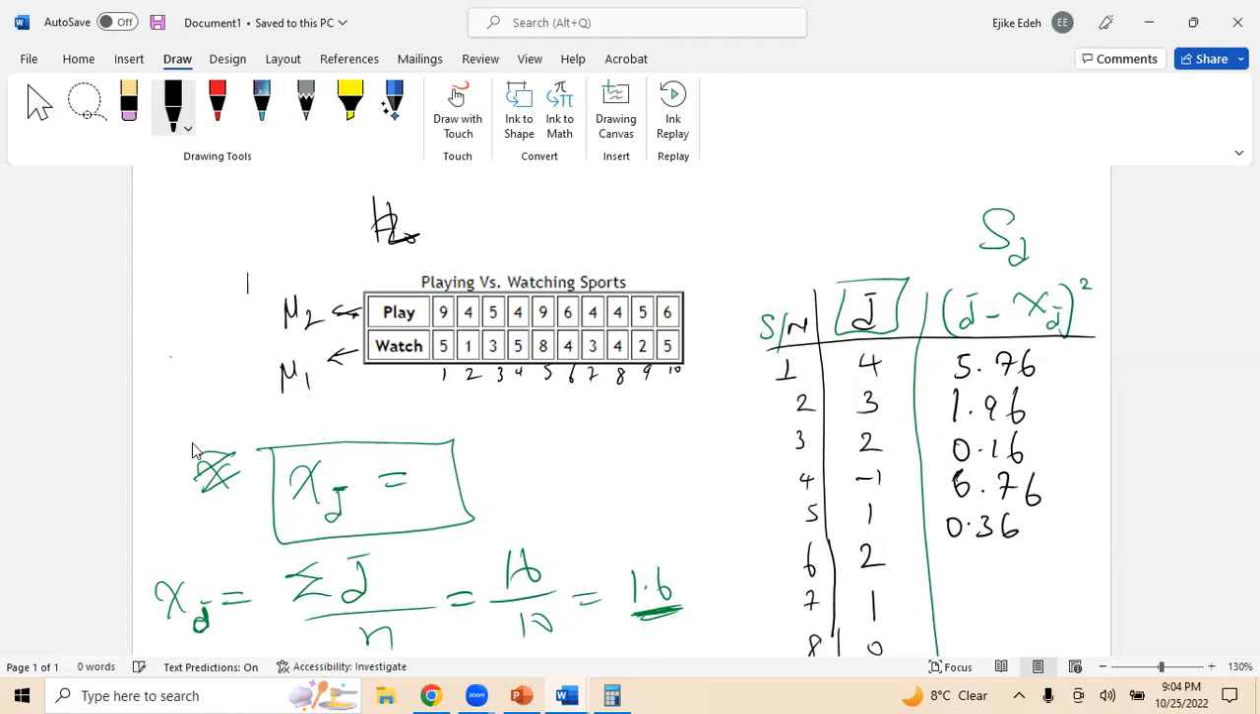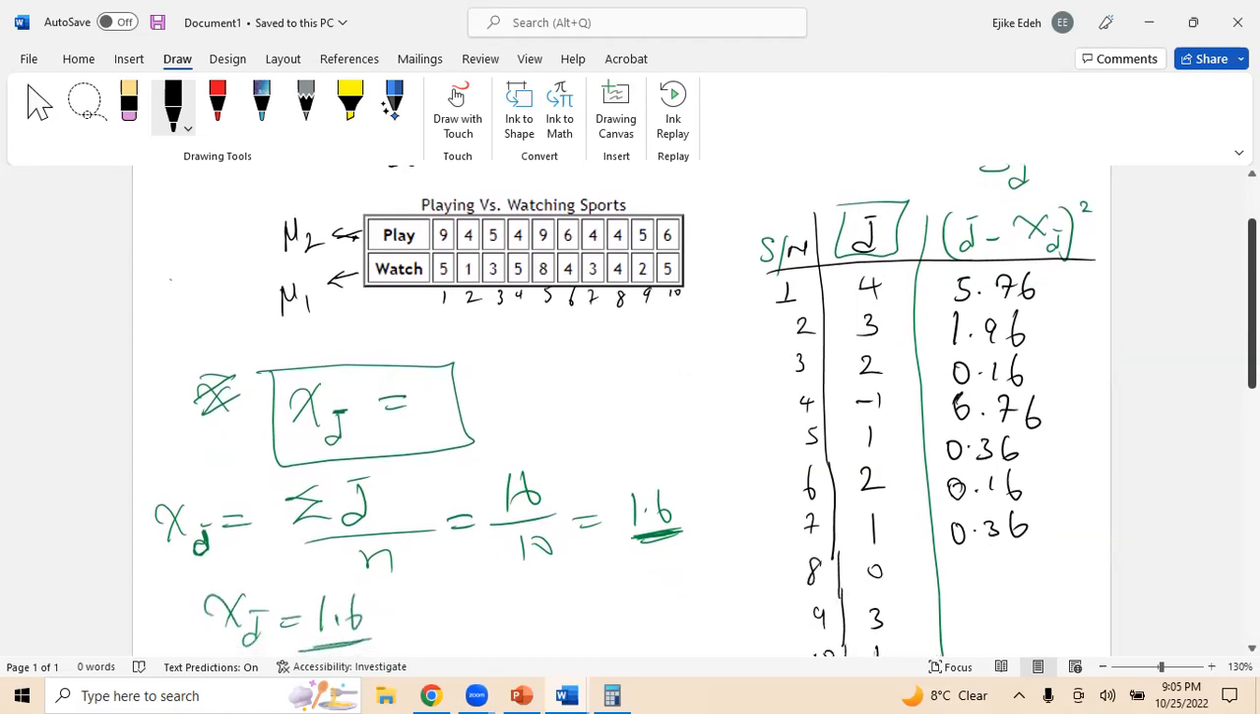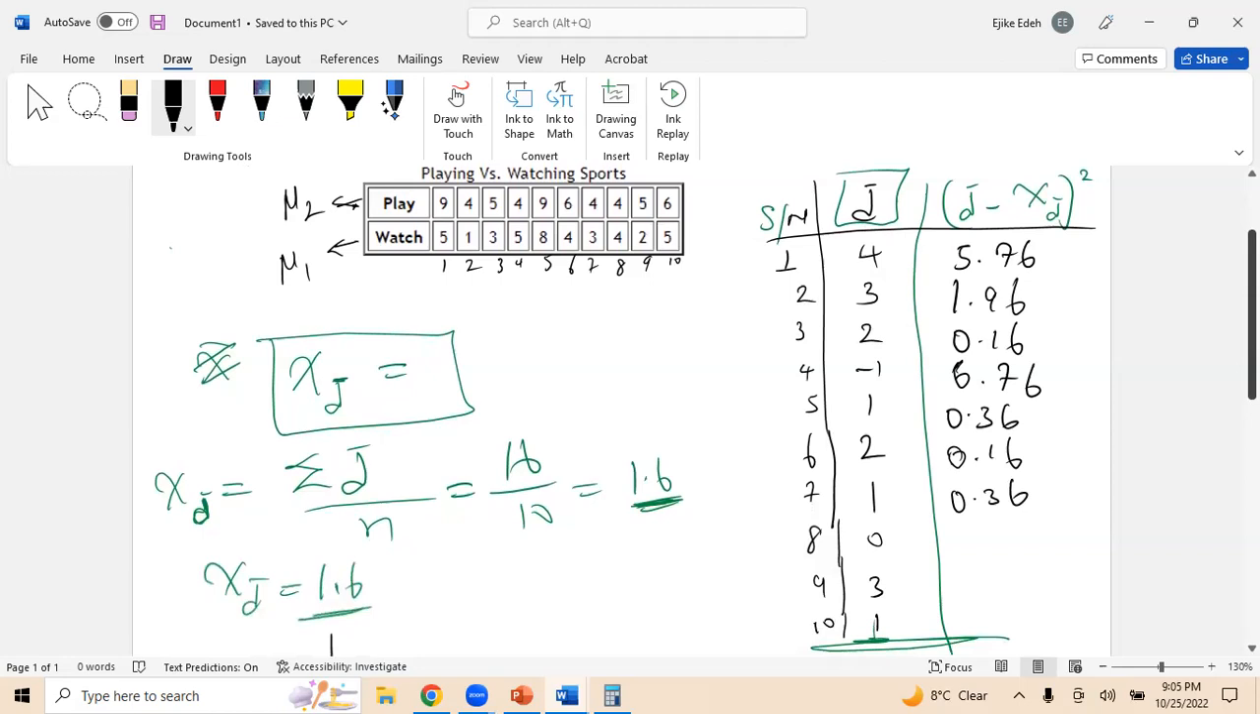So this is 0.36. Okay, the next one is 2. I've done 2 before. We saw that 2 was 0.16, so we just use that. We've done 1 before. We saw that 1 was 0.36, so we just use that to save time. And then we go to 0. We've not done 0 before.